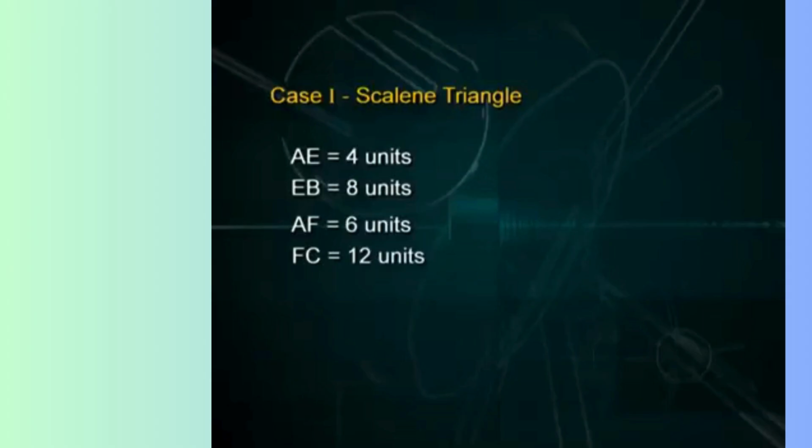Now on calculating, as we can see, AE by EB is equal to 4 by 8, which is equal to 1 by 2. AF by FC is equal to 6 by 12, which is again coming out to be 1 by 2.